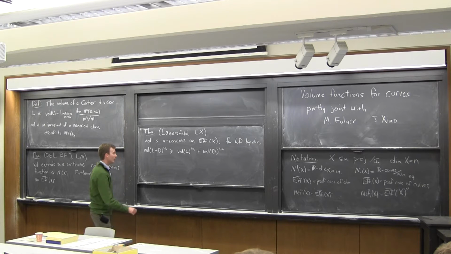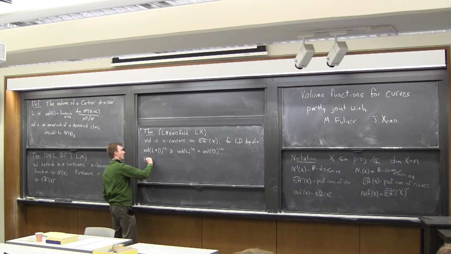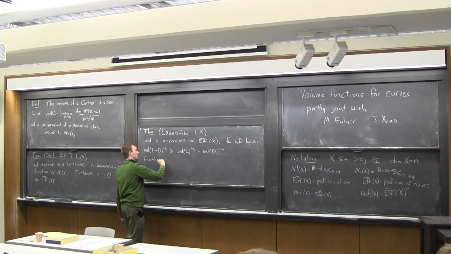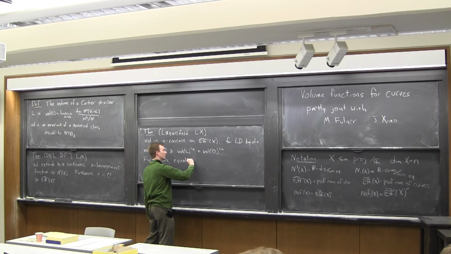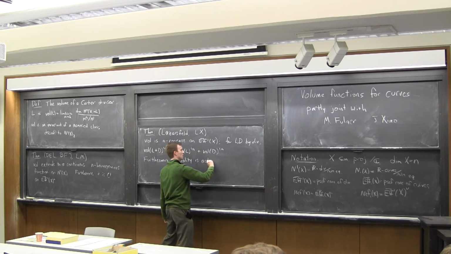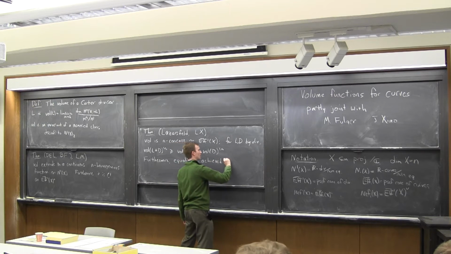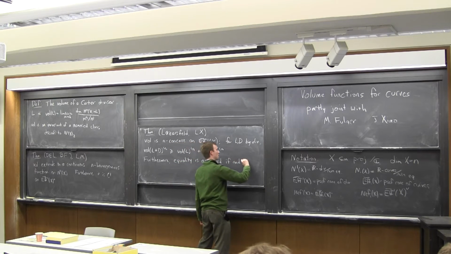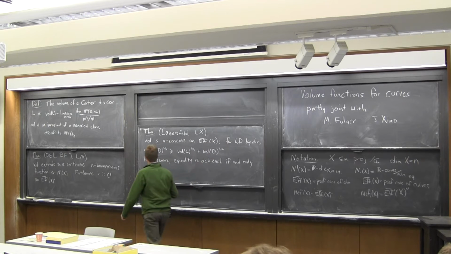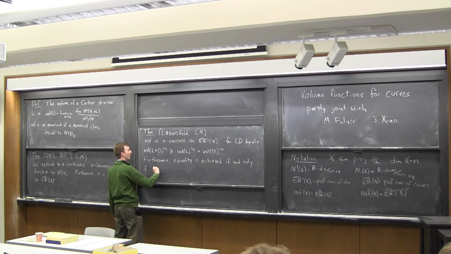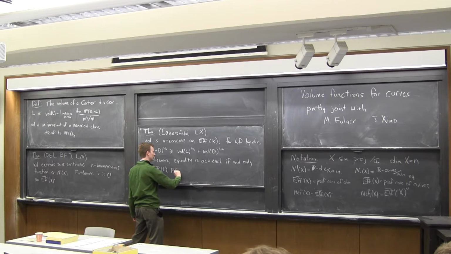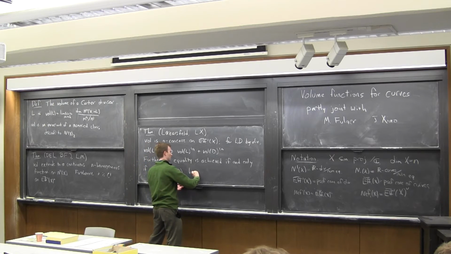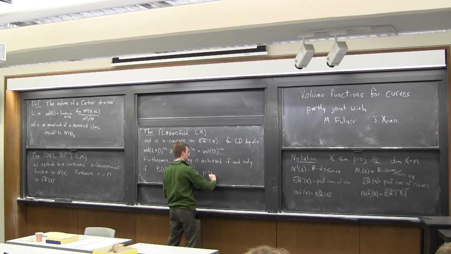Okay. Furthermore, equality is achieved if and only if the positive parts P sigma of L and P sigma of D have proportional numerical classes.